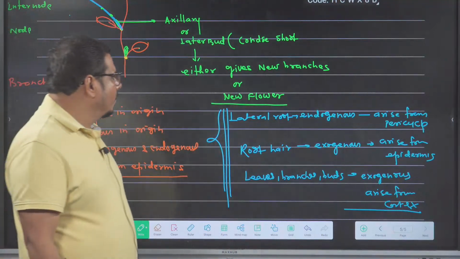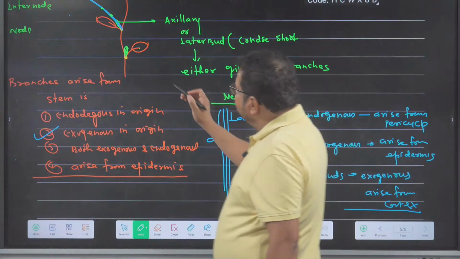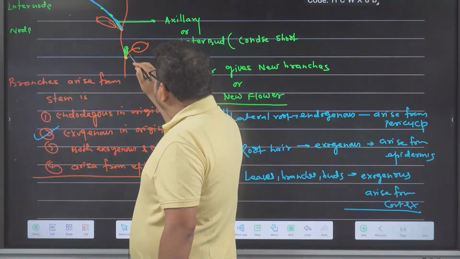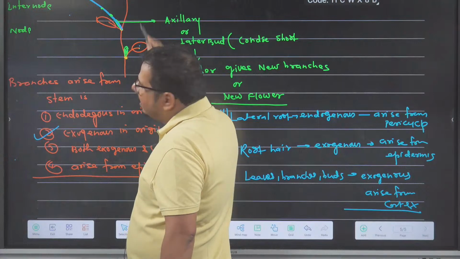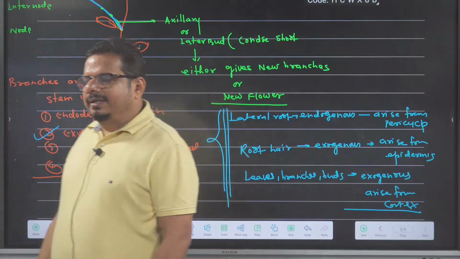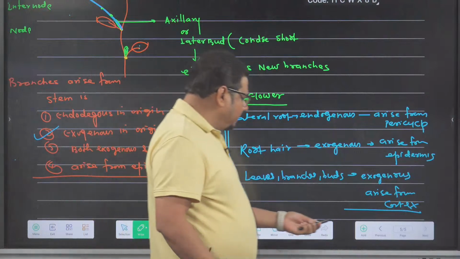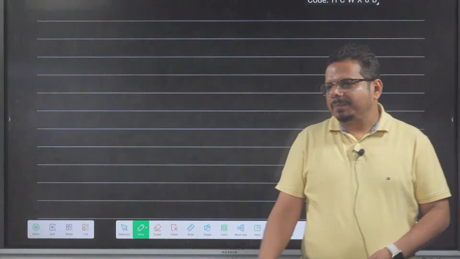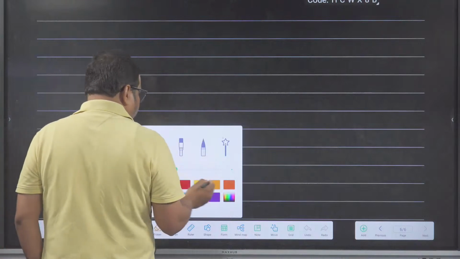Now we are going to talk about the function of a stem. So about the stem, you got the idea. Stem bearing buds, bearing leaf, bearing branches, bearing flower, bearing fruits. Is it clear in the mind? Now we are going to talk about function of a stem, and then we will come to modification of a stem.